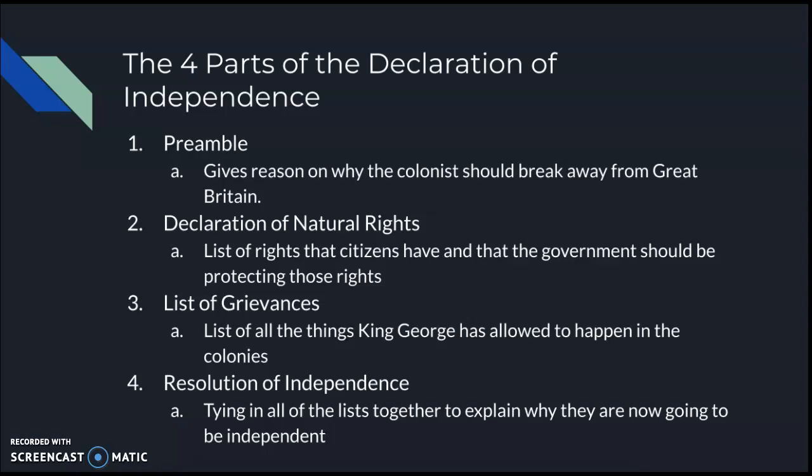And then finally, the last part, the resolution, or the conclusion, is tying everything together and why they're now going to be independent. So this final part is basically explaining to the king, because of everything you've done, of everything that you've taken away from us, this is the reason why we're going to break away from you, and you are no longer going to rule over us.